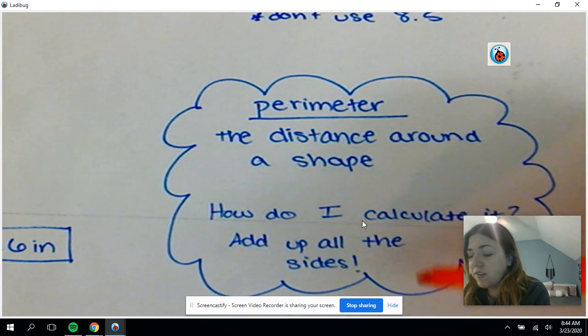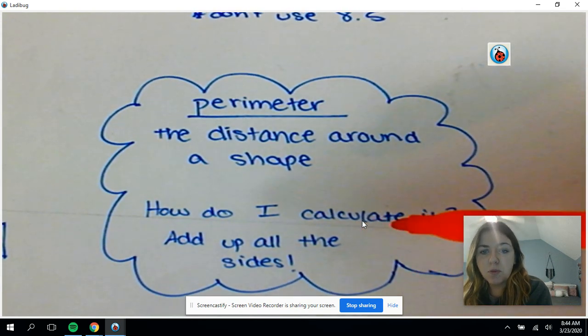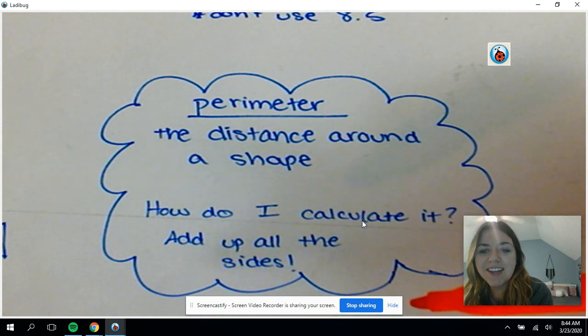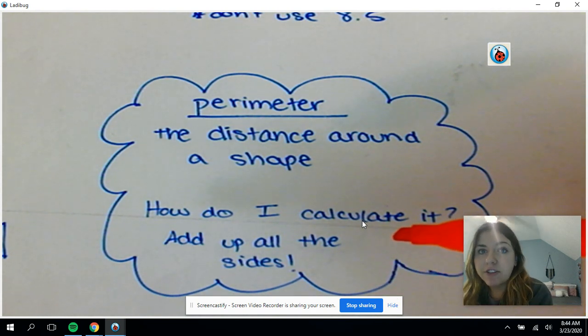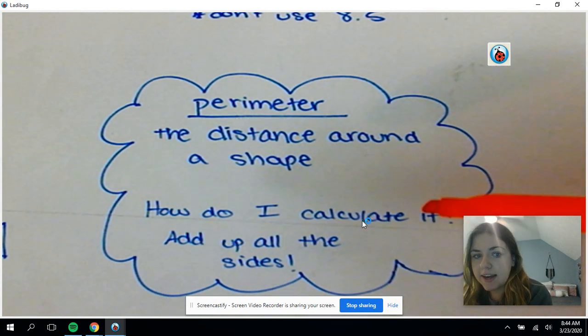And one of the nicest things about perimeter is we have to calculate it. We have to figure out what the numerical value is. And all we do is add up all the sides. For every shape, to find the perimeter, you add all the sides.